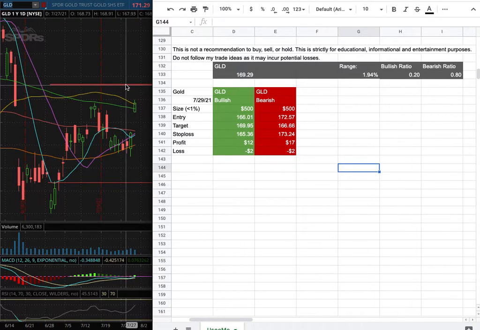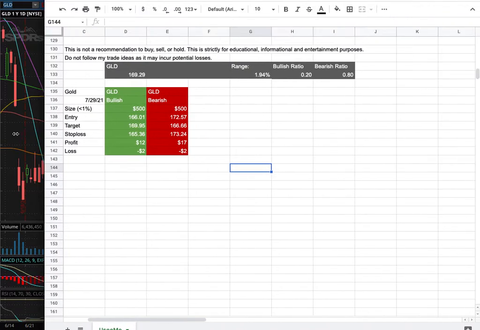However, if I were to open a short position, my entry is at $172.57, and that is this range there. My sell target is at $166.66, and my stop loss is at $173.24. So whichever entry price were to hit first, that'll be my position of the week.